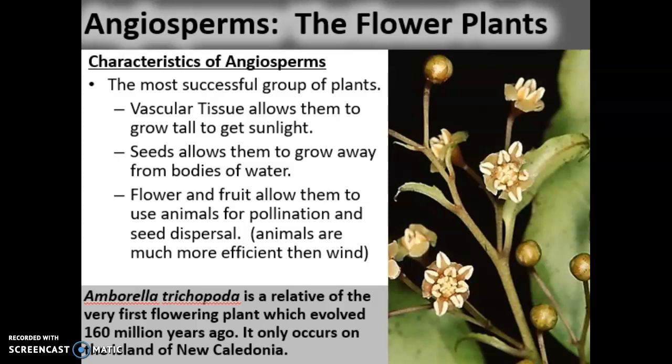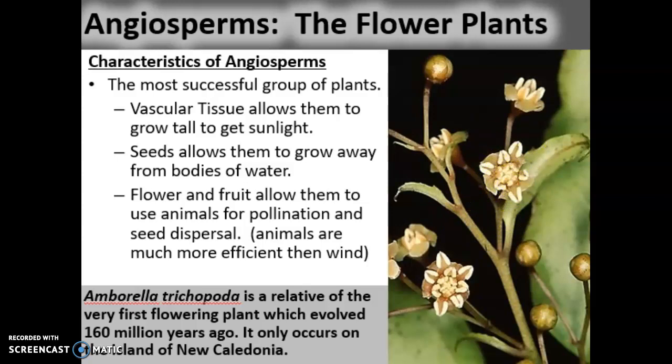carried by animals. The newest adaptation that allows the angiosperms to be more successful than the gymnosperms, though, is the evolution of flowers and fruits. Now, Amborella trichopoda is the flower that we see right here, and scientists believe that this is the relative of the very first flowers that evolved 160 million years ago. Right? It's very different than the flowers that we see today. They're not big and bright and colorful. They're small, and they're probably just white.